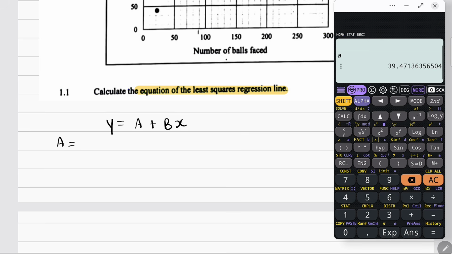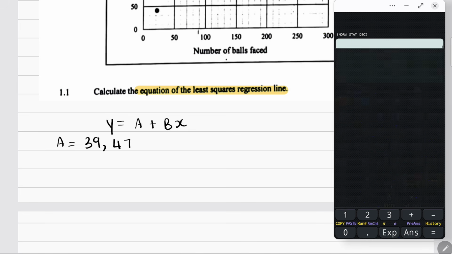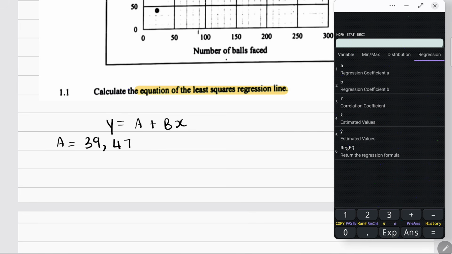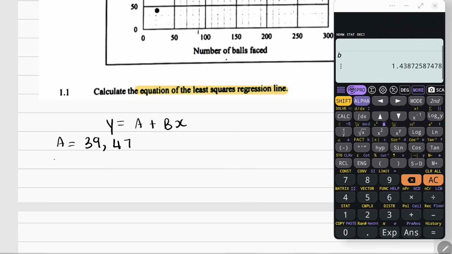When you click A, we get 39 point, and rounding off to 2 decimal places, I'll just leave it at 47. Then we need to get the value of B. I need to erase this, but you don't have to. Press Shift and 1 to pull up your info again, go for option 5 for regression, and then go for B. B is equal to 1.4, and that's going to round up to a 4.